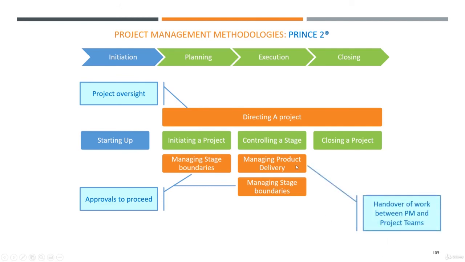Finally, managing product delivery. That's also something very specific to Prince 2, but that we do also in other methods, but we don't formalize it in a separate part of the documentation, if you like. So it's more or less describing the handover of work between the PM and the project team. They have a very formal way. In theory, once again, Prince 2 shows, people don't always do it this way, but in theory they have a very formal way for the project manager, one, to request work from the project teams, and two, to receive back work from the project team.